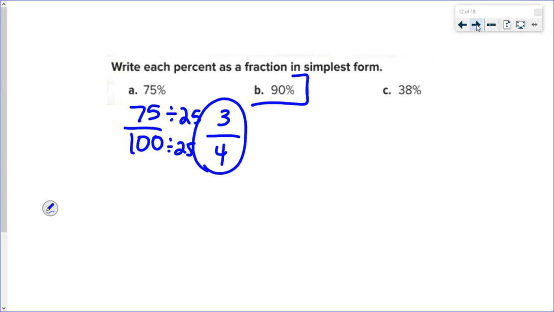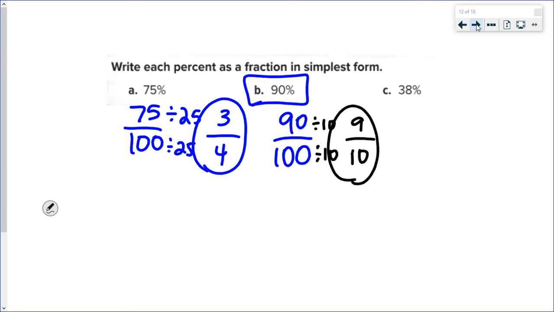Let's try this one, 90% here. What is that as a fraction in simplest form? All right, we should have started with 90 over 100. All right, and this one should be pretty easy because we know that there's a 90 and 100. I can divide this by 10, and I can divide this by 10, right? So if I divide 90 by 10, I'm going to get 9. If I divide 100 by 10, I'm going to get 10. So the simplest form is going to be 9/10.